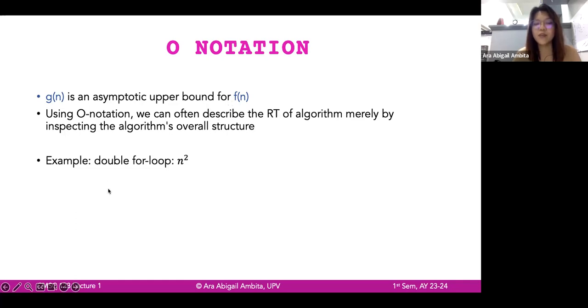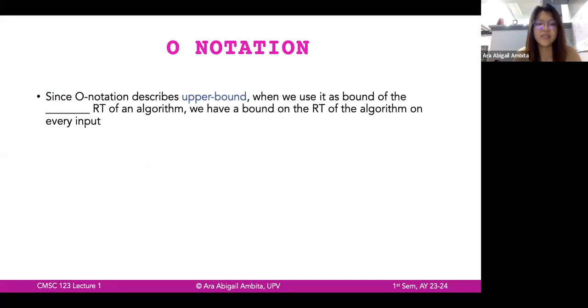So for example, if we have in our pseudocode a double loop, then this will have a big O of n squared. Okay, and just by looking at the pseudocode, we can already tell the speed of a certain algorithm as the input size is growing.